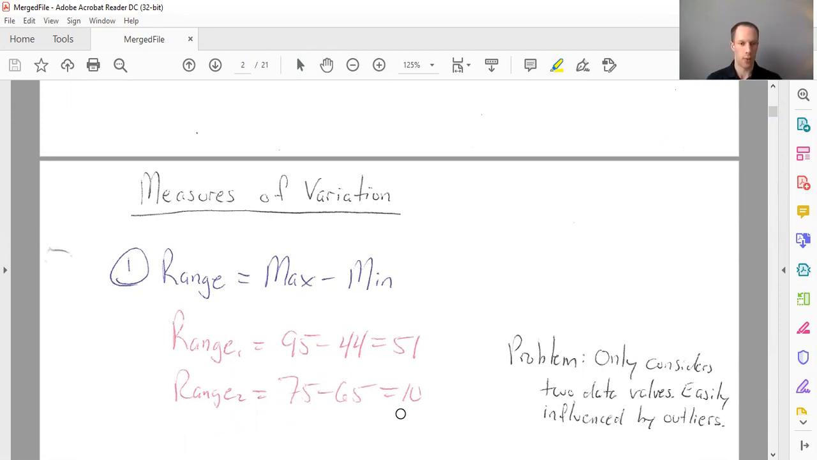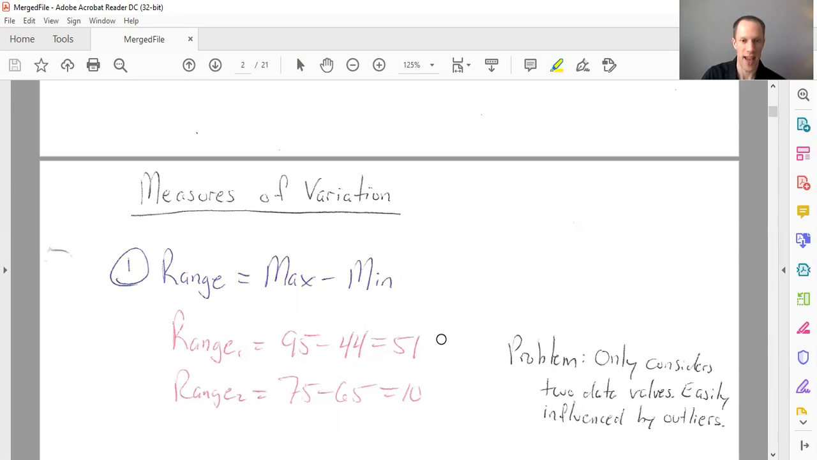Now, it seems like the range does the job that we want it to do. For data set 1, where the numbers are spread out, we get a big result, indicating a lot of spread in the data. For data set 2, the numbers are clustered together. We get a small result, and that indicates that the data doesn't really have a whole lot of spread. Now, the only problem with the range is that it only considers 2 values in the data set, and they happen to be the minimum and the maximum.